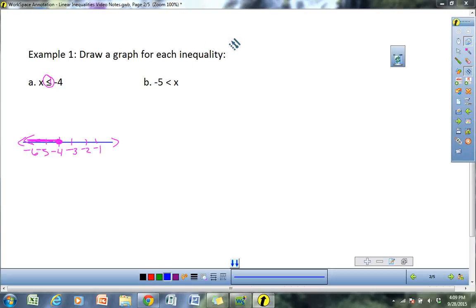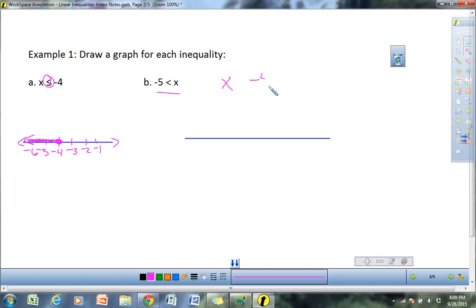Now for this one, you might notice that we have -5 is less than x. This is not written the normal way that you see it. So if this is confusing to you, you can rewrite it. In order to rewrite it, you want to have x on the left-hand side. So I switch my x and my -5, and my sign here is opening up to x, so it still has to open up to x when I switch it. So I now have x is greater than -5. These two mean exactly the same thing. If I plugged in 5 here, this would be a true statement. If I plugged in 5 here, this would be a true statement.